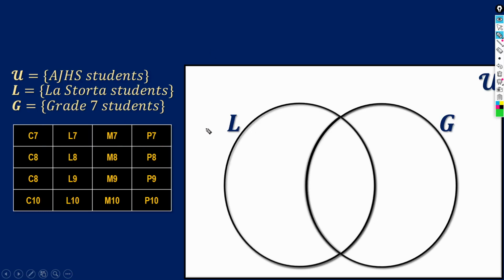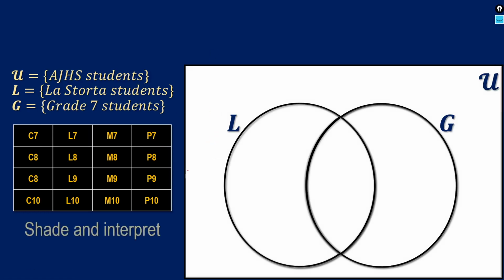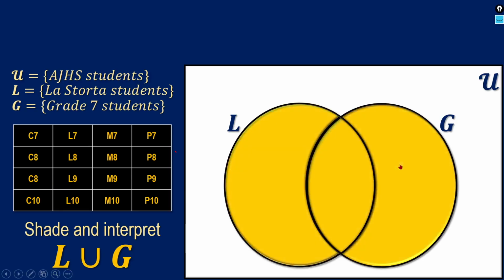Right. Let's start with an easy example. Ito, let's shade and interpret the operation L union G. The union of sets L and G. Now, remember, madali na to, no? Ang dami natin exercises tungkol dito, union of L and G. If I shade that, it would look like this. Tama, no? The union of L and G.